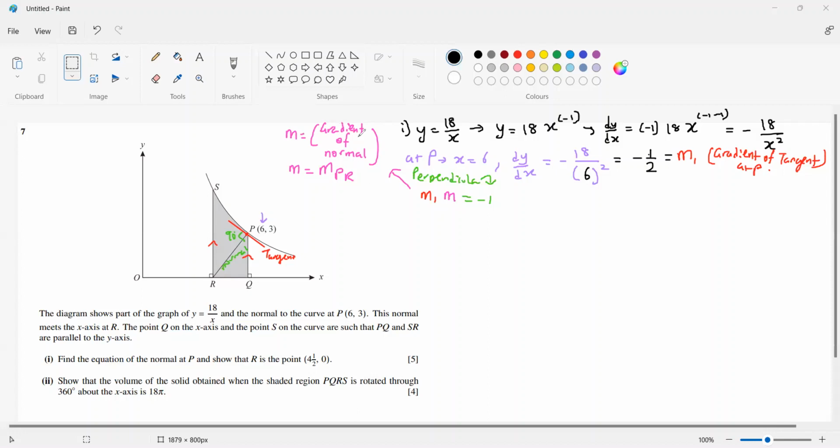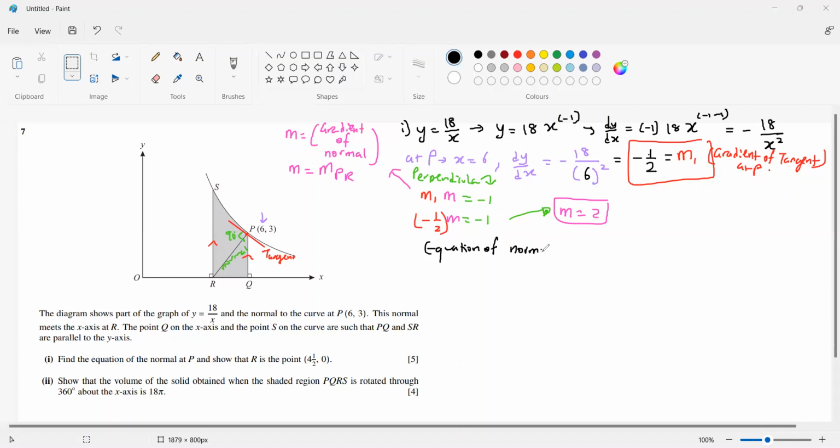Let's try to find the gradient M then. This is -1/2, as we just proved from here. Look at the box there. And then this is -1. So when you solve or rewrite this, you would see that the value of M is just 2. So the gradient of the normal is 2. To find the equation of the normal, let's find the equation of the normal.